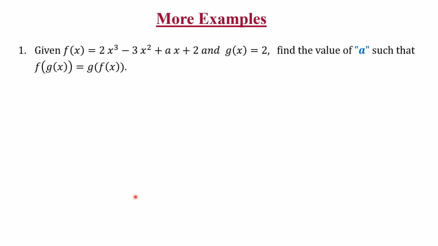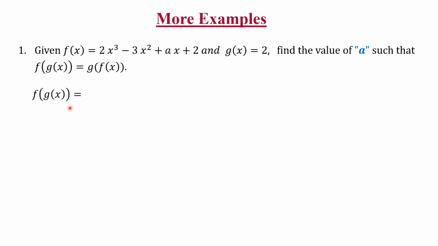Now for other examples, given f of x equal to this polynomial with variables x and a, and g of x equal to 2, find the value of the variable a such that f of g is equal to g of f. So here, we can find the variable a only if we equate these two compositions. So to equate these two, let us find first f of g.